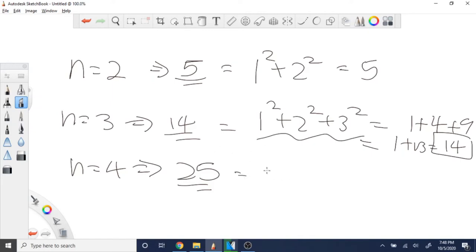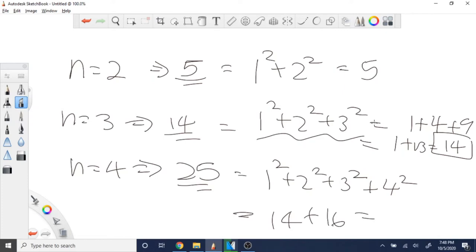And then 25 should be equal to 1 square plus 2 square plus 3 square plus 4 square. We could just take the previous value that we pre-calculated, which is 14, plus 16, which gives us actually 30. Okay, so I actually miscounted. There were four more originally. But yeah, that's actually the answer to this problem. I miscounted. Damn. But yeah, this should be 30.